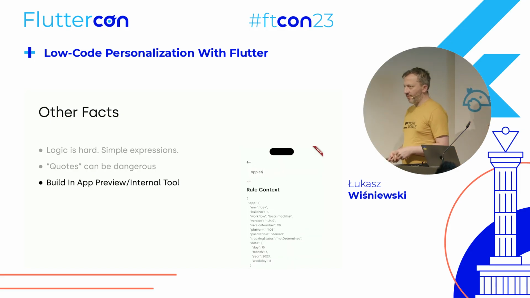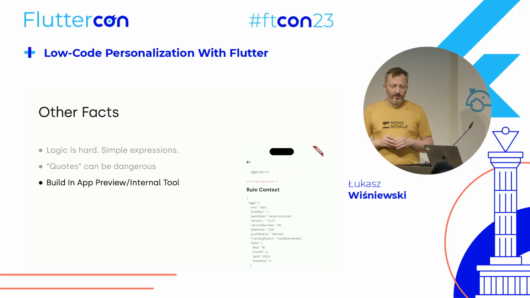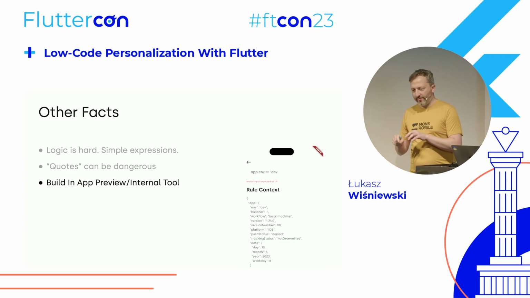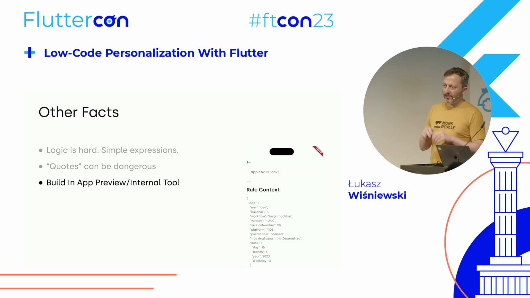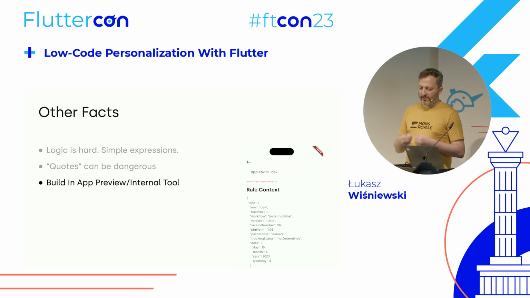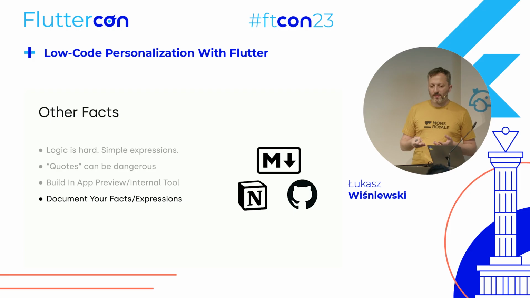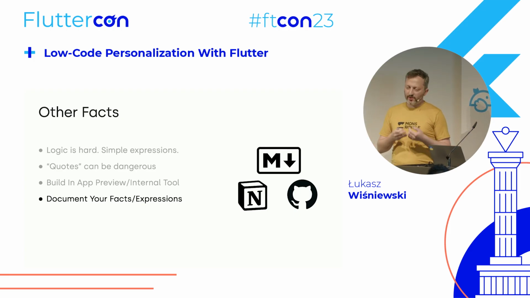If you have some sort of developer console placed in your app where you, I don't know, set some flags, think about integrating some sort of filter where you could preview your expressions. That way you can test them on the real device. As you expand on your facts and your expressions, make sure you document them because otherwise people will be asking you questions constantly. And if you have nice documentation, you can just tell them, okay, here's the stuff. You can find things there.